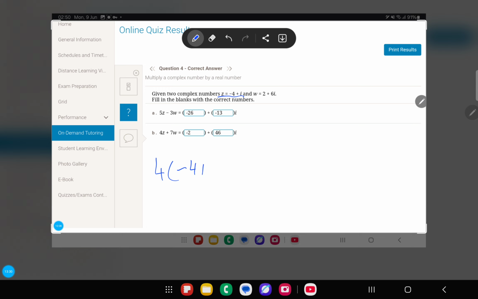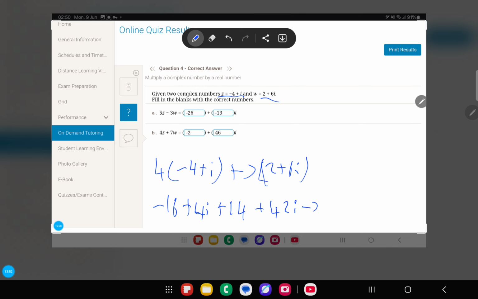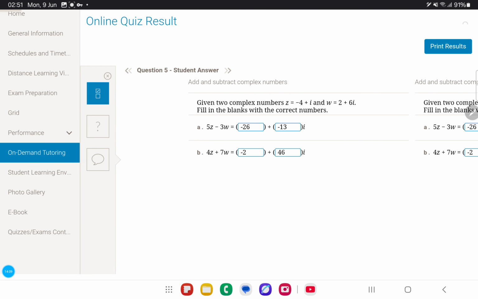4 times -4 plus i, plus 7 times w, 2 plus 6i. Now again, just distribute. You get -16 plus 4i plus 14 plus 42i. Now just add them up. -16 plus 14 is -2, plus 42i plus 4i is 46i. So the answer is -2 plus 46i. And that's exactly it. Okay? That's it for question 4. Now for question 5.